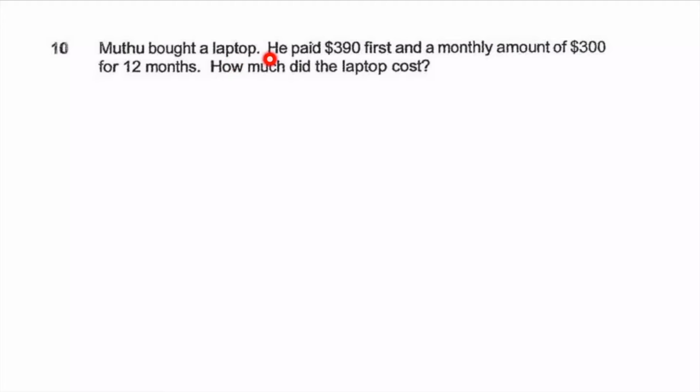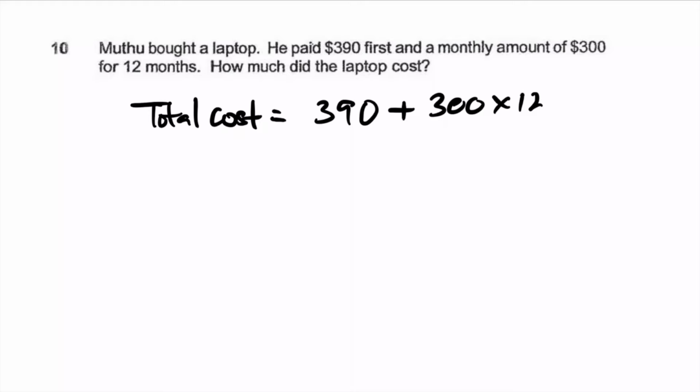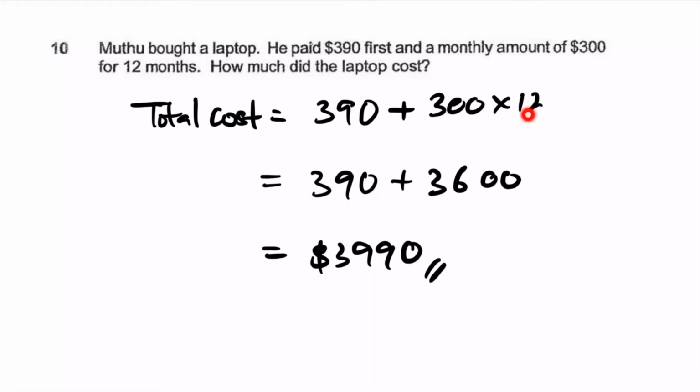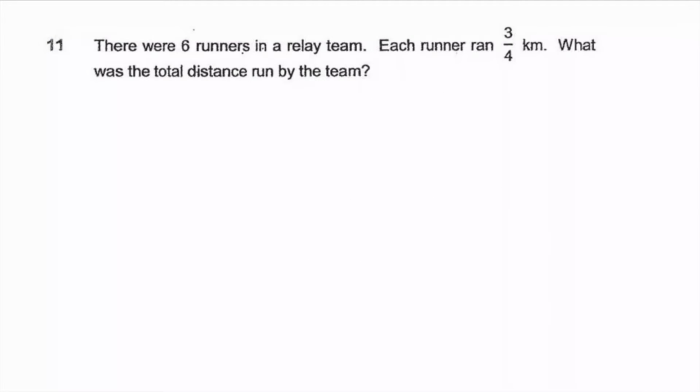Mutu bought a laptop. He paid $390 first and a monthly amount of $300 for 12 months. So what's the total cost of the laptop? The problem is basically the 390 here as a deposit, followed by 12 payments of $300. So the total cost is these two added together. And therefore we have 3,600 plus 390, followed by the total cost, 3,990.